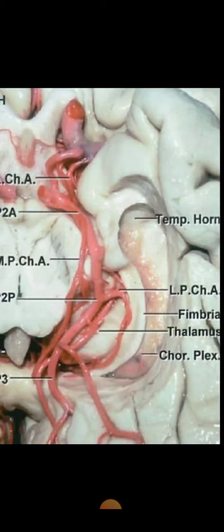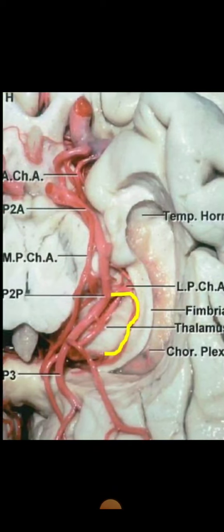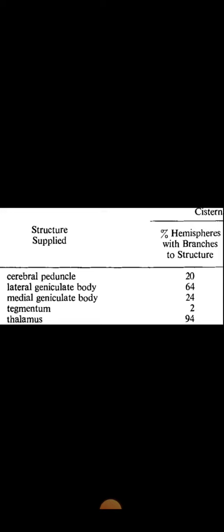Let's compare this with the lateral posterior choroidal artery. It generally originates from the P2 segment of the PCA, the posterior part. It then enters the choroidal fissure and travels along the lateral ventricle to the foramen of Monro. The important supply for the lateral posterior choroidal artery includes the lateral geniculate body and the thalamus. In rare instances, it can supply the cerebral peduncle, medial geniculate body, and the tegmentum.